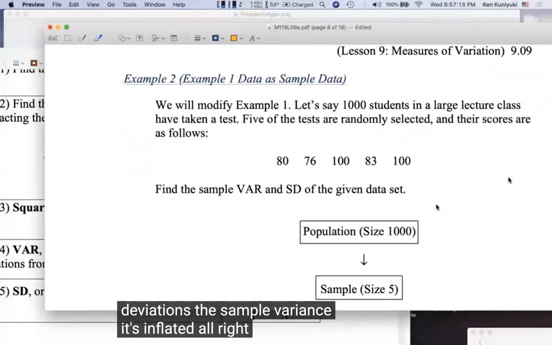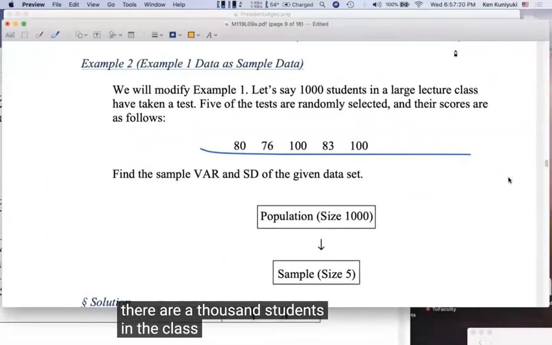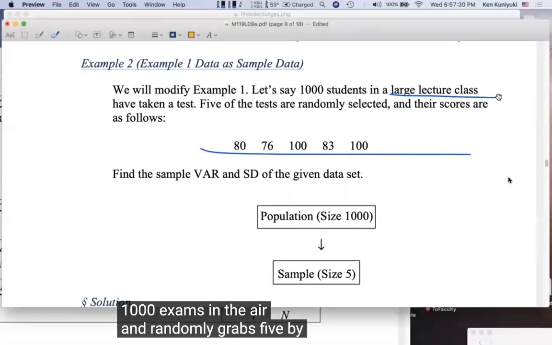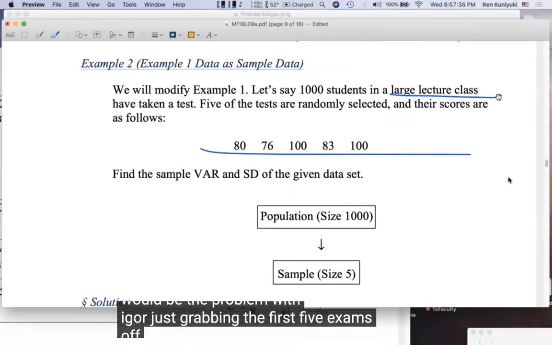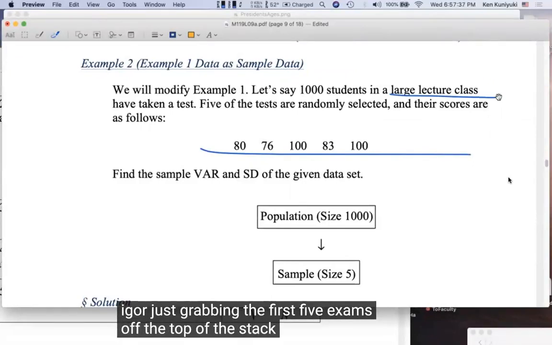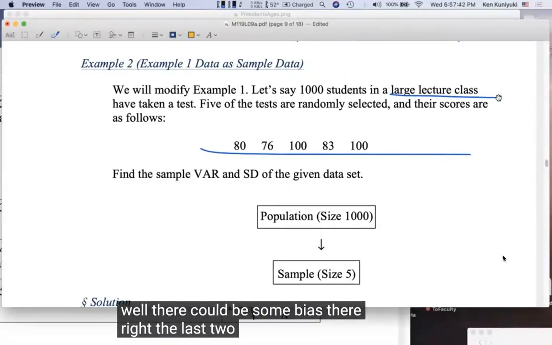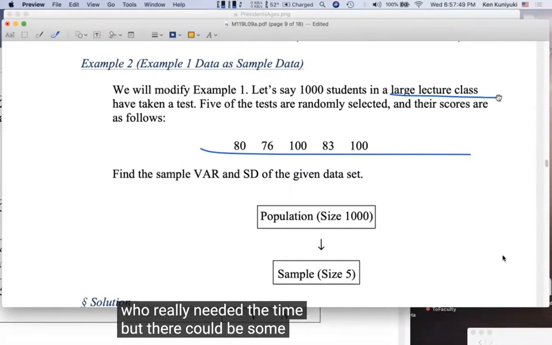All right. So let's say that this is sample data. There are 1,000 students in the class, a large lecture class. My TA, Igor, at the end of the exam, throws the 1,000 exams in the air and randomly grabs 5. By the way, what would be the problem with Igor just grabbing the first 5 exams off the top of the stack? Well, there could be some bias there, right? The last students who turn in the exam. Now, we don't know if they're the more conscientious students or the students who really needed the time, but there could be some biasing from doing that.